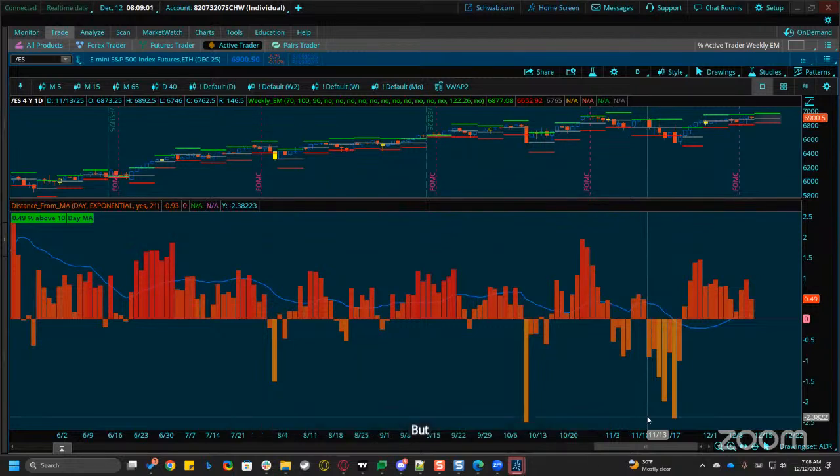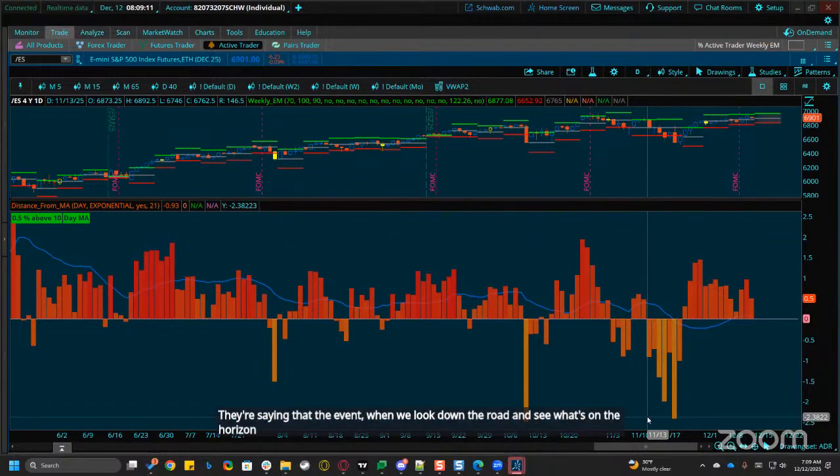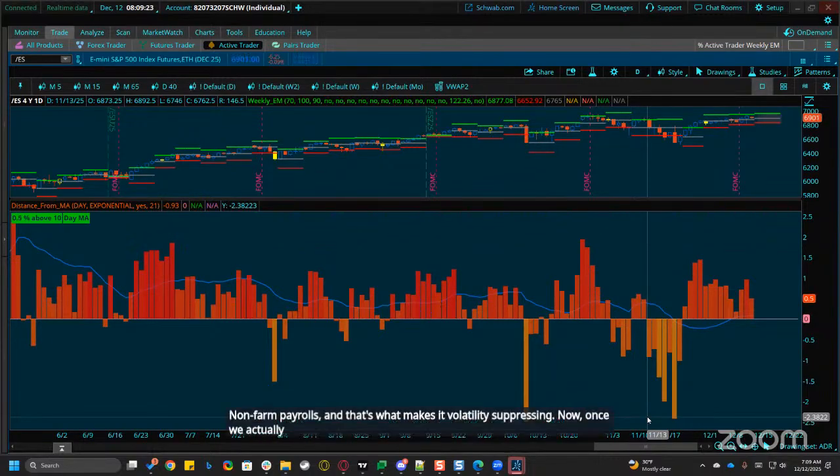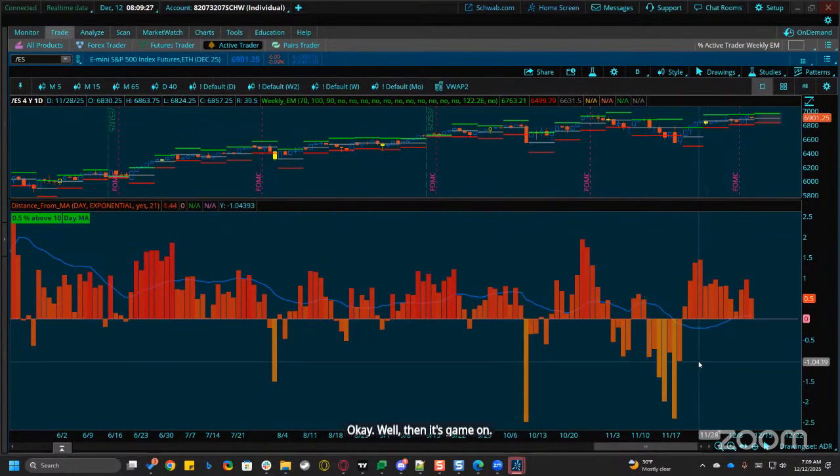But they weren't saying that the event itself, when the announcement is happening, is volatility suppressing. They're saying that when we look down the road and see what's on the horizon, what's coming at us, the markets will begin to go sideways as we get closer and closer to FOMC, CPI, non-farm payrolls, and that's what makes it volatility suppressing. Now, once we actually get the event, well, then it's game on. Not so much suppression at that point.